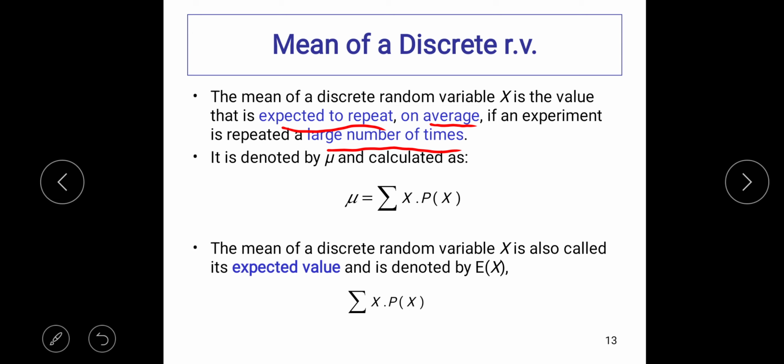So please take note of the symbol of mean here, your mu. But in this case, since we are doing probabilities as well, you need to find mu by looking for the summation of your x multiplied with its probability. So summation means again the total of your x multiplied with its probability. Please take note, we also call your mean or your average the expected value, and we use E(X) to represent the expected value.